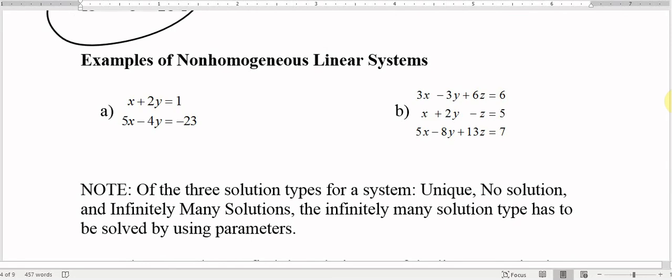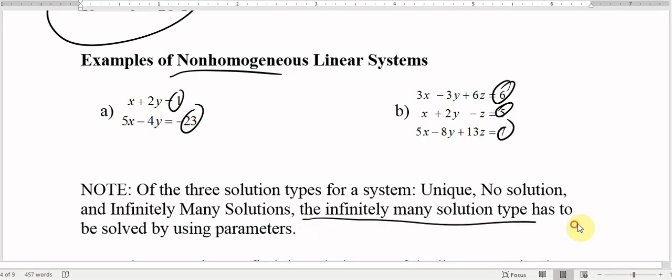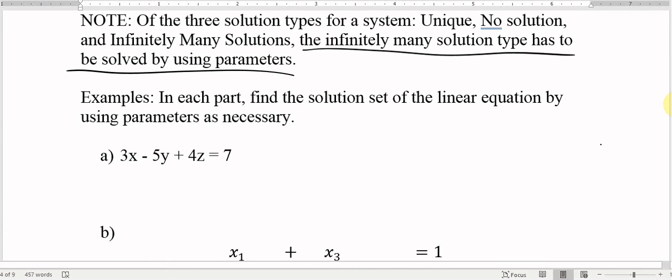We could talk about non-homogeneous linear systems. Remember, we said that a homogeneous system is where these terms here are equal to 0. Well, if they're not equal to 0, then we talk about a non-homogeneous system. Again, don't forget that we have three solution types. Of the solution types for the system, there are three possibilities: the unique, the no solution, and the infinitely many solutions. If it's infinitely many solutions, then we need to determine parameters to be able to solve for the system. Let's see. In each part, find the solution set of the linear equation by using parameters as necessary.